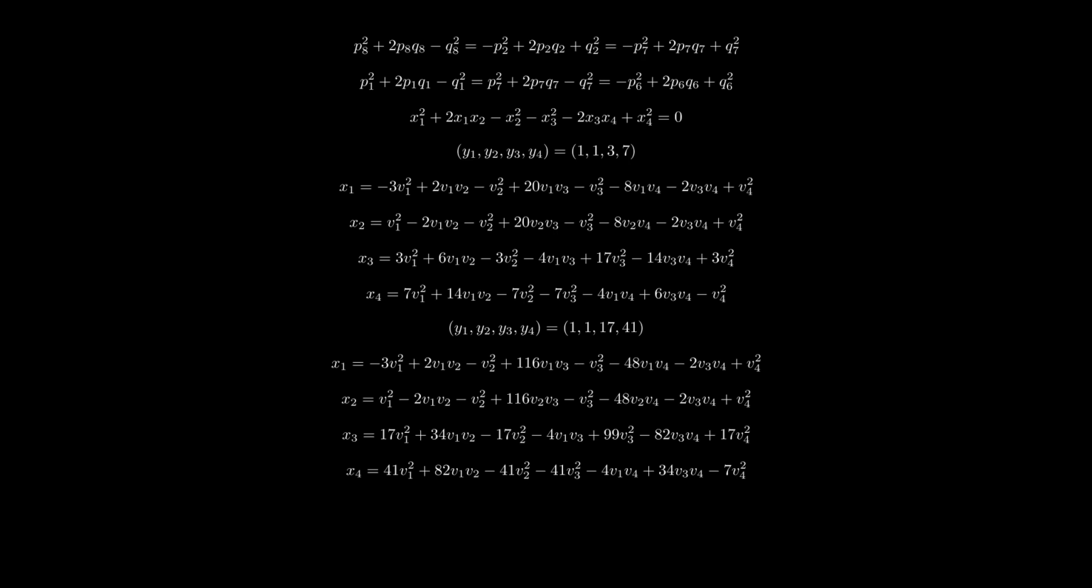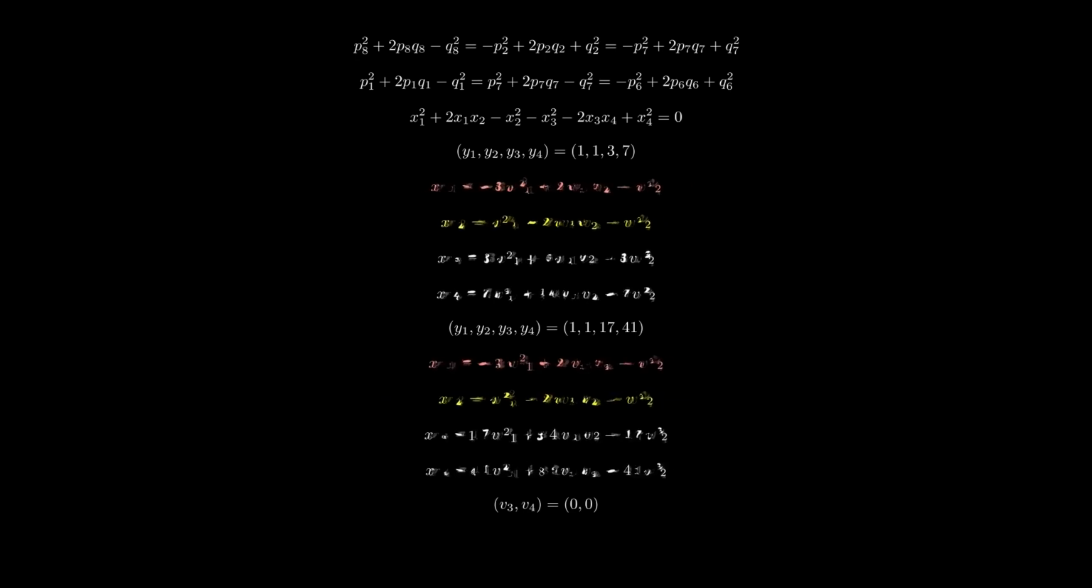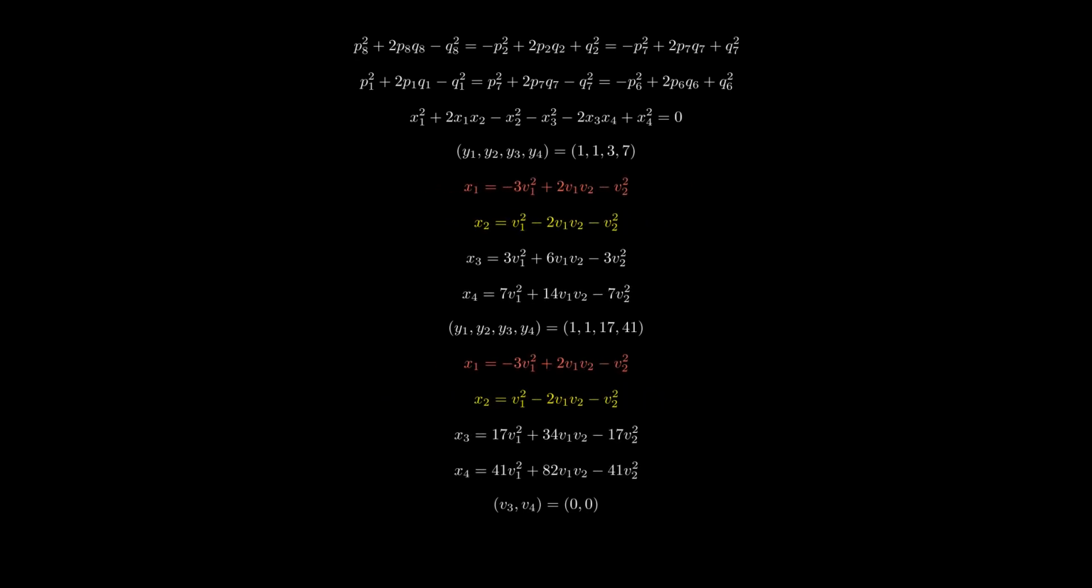So let's do that. Also, I kind of lied there. You can also set v1 to 0 and v2 to 0, and you'll get the x1s and x2s looking the same, but I'm just going to set v3 and v4 to 0 for this. So look at what we have here now. x1 and x2 in both cases are the exact same.